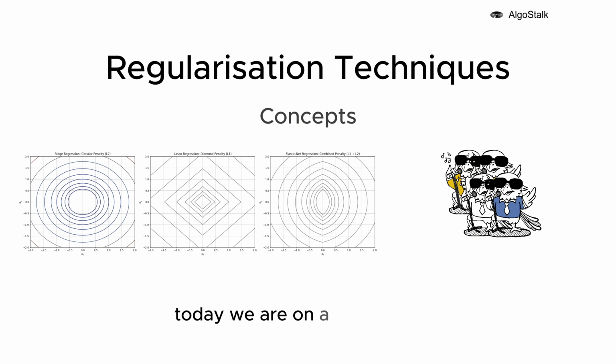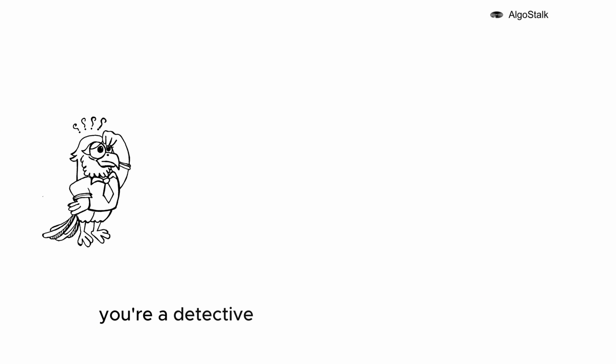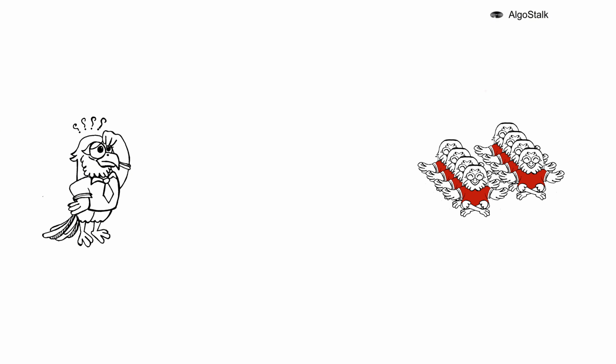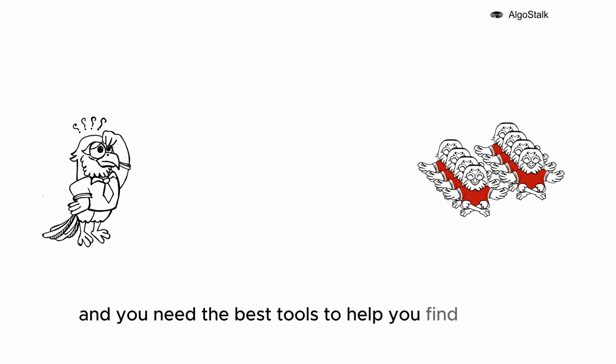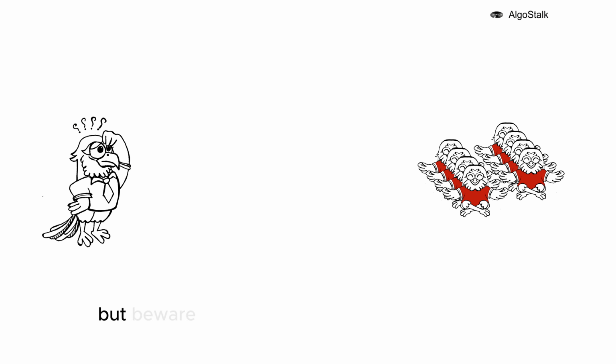Today, we are on a thrilling case to uncover the secrets behind three powerful tools: Ridge, Lasso, and Elastic Net Regression. Imagine you're a detective trying to solve a puzzling case. You have a list of suspects or features, and you need the best tools to help you find the truth hidden in your data. But beware, each tool has its own tricks and traps.